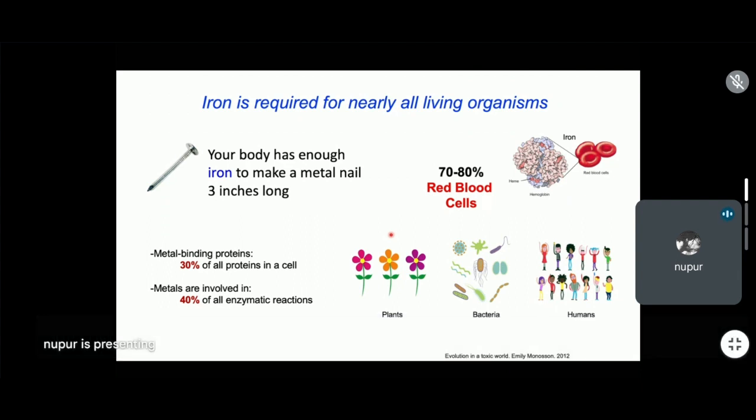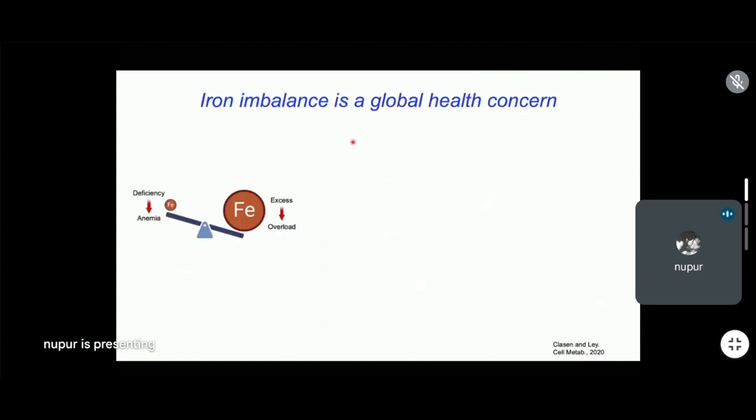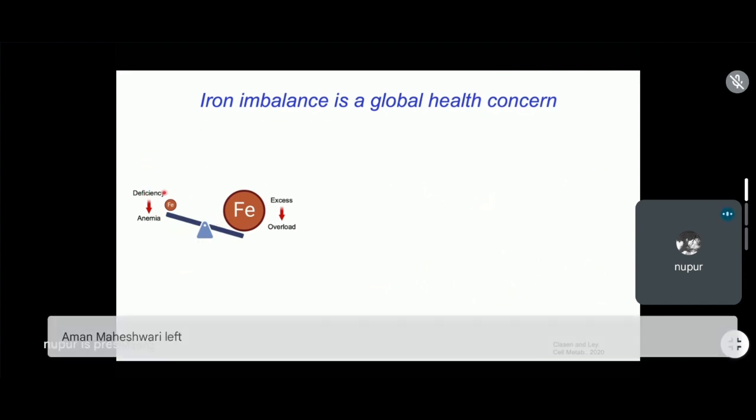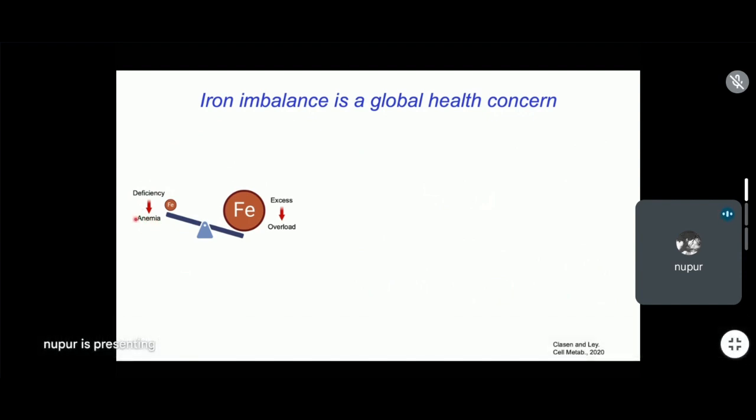If we don't take enough iron through our diet, we'll have some health issues. That's why iron imbalance is a global health concern. As you can see in this balance, if you have a deficiency, you will not produce enough red blood cells, and eventually you'll be anemic. On the other hand, I'll get back to how it happens, but if you absorb an excessive amount of iron, you will develop iron overload in our body.